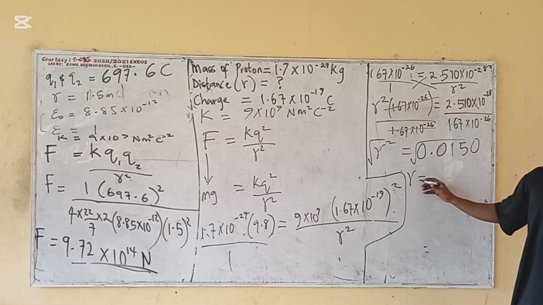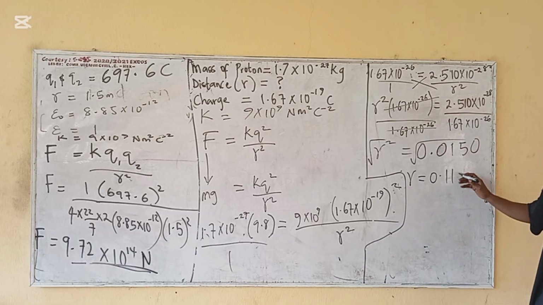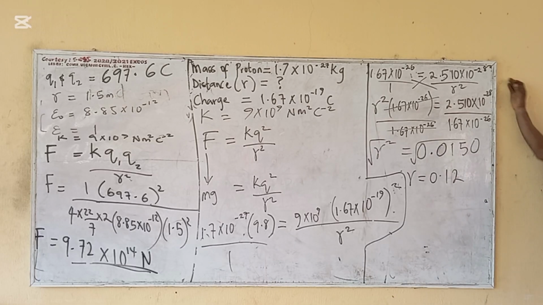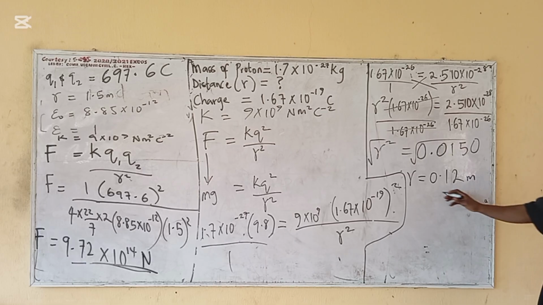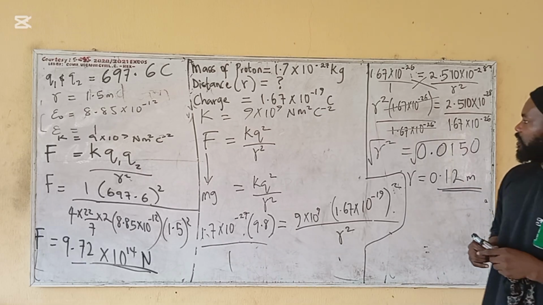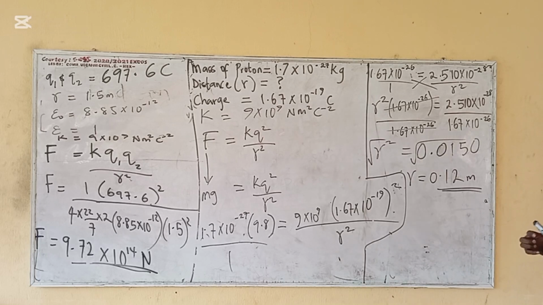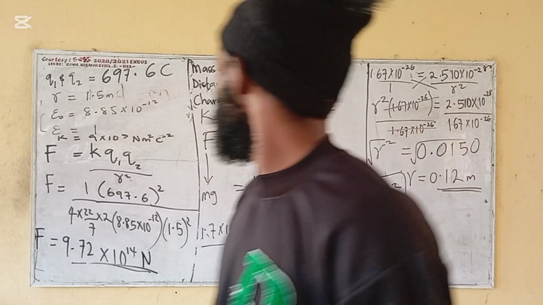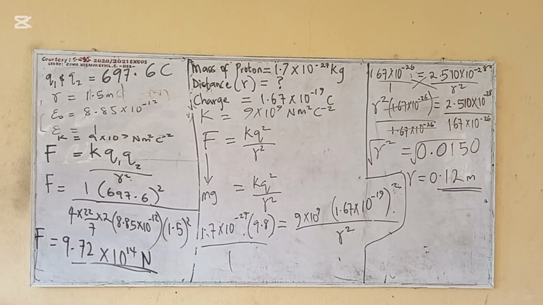So r is equal to 0.12. Check well. Are you sure? Yes. It's 0.12, and the unit is meters. So that will be my distance apart. Check if there's any other thing they ask us there. It's only the distance they ask for.